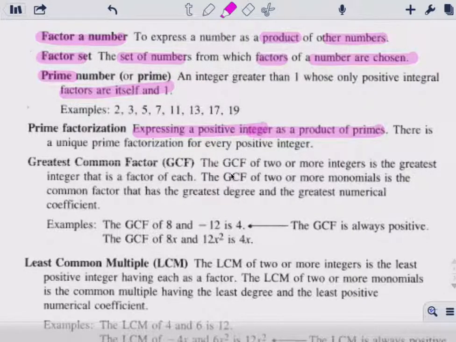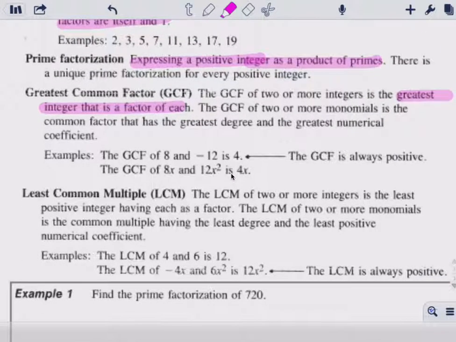Our greatest common factor, GCF, is the greatest integer that is a factor of each. Least common multiple is the least positive integer having each as a factor. Okay, so we can define these a little bit differently. The GCF of 2 or more monomials is a common factor that has the greatest degree and the greatest coefficient.